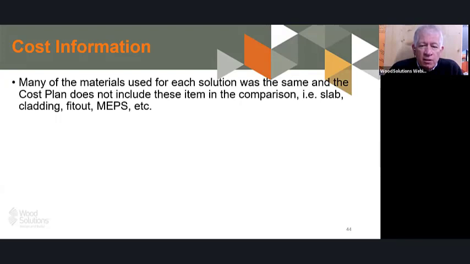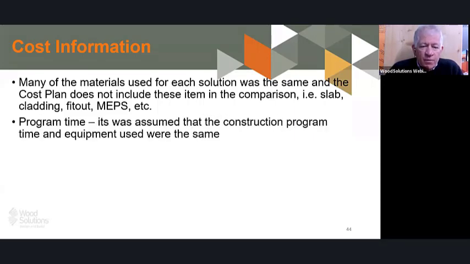Many of the materials used for these solutions are the same within both designs, so we haven't included those costs, such as concrete slab, claddings, fit outs, MEPs and so on. They've been ignored in the cost plan, because anybody can get those themselves and they didn't matter to the design. Program time was also assumed to be the same for all designs. That's probably not the case, but for the purpose of the cost exercise it was assumed, and the equipment used, such as cranes, was also assumed to be the same.